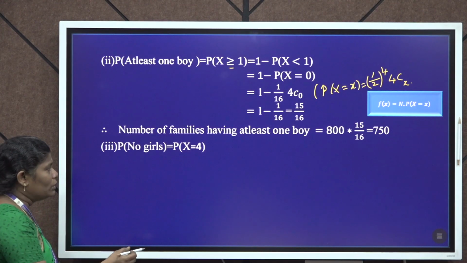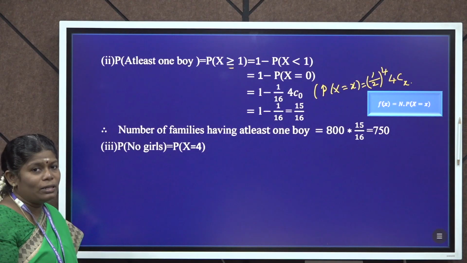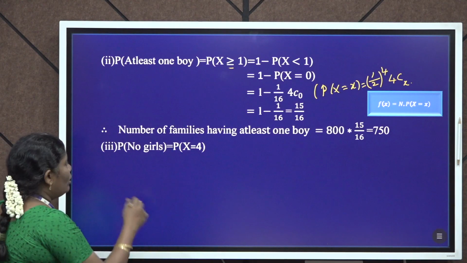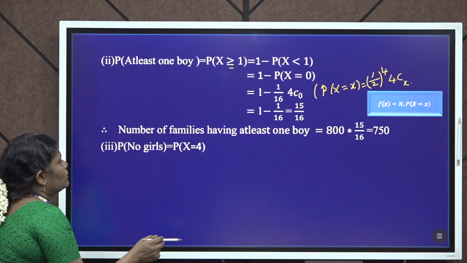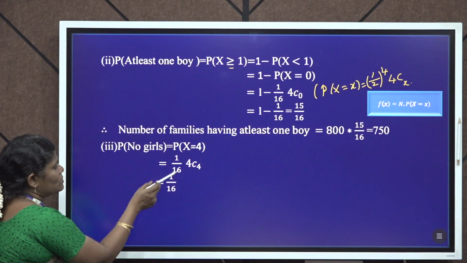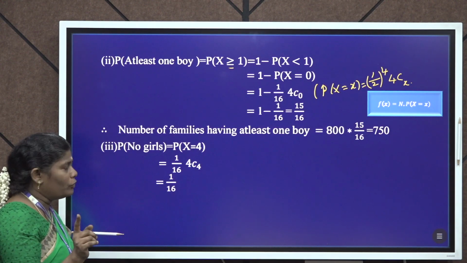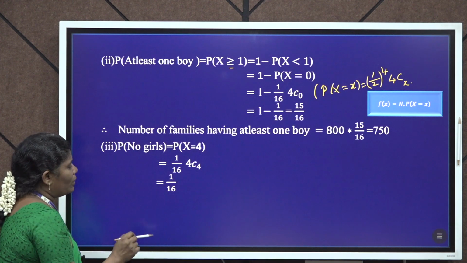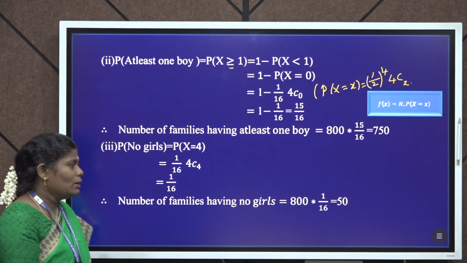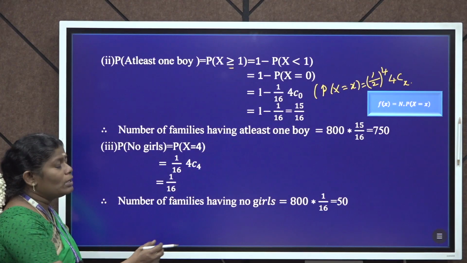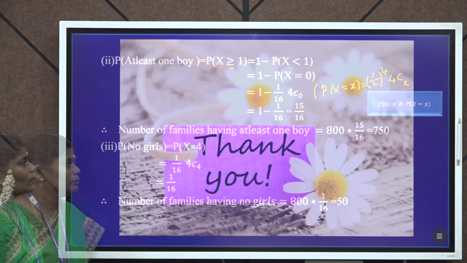Probability of no girls, that means the family has all boys. P(X = 4), this is equal to 1/16 into 4C4, 4C4 is 1, this is equal to 1/16. Therefore, the number of families having no girls, 800 into 1/16, this is equal to 50. Thank you.